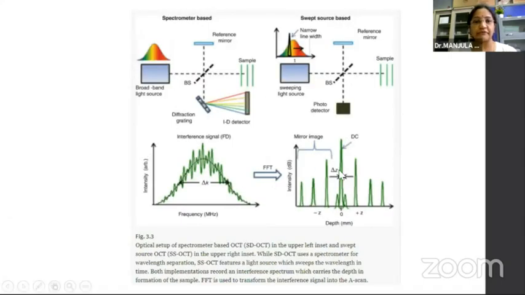This shows the principle of both spectral domain and swept source OCT. While spectral domain uses a spectrometer, in swept source a sweeping light source is used. Both implementations record an interference spectrum which carries the depth information of the sample. This signal is then converted into an A scan by FFT, Fourier transformation.